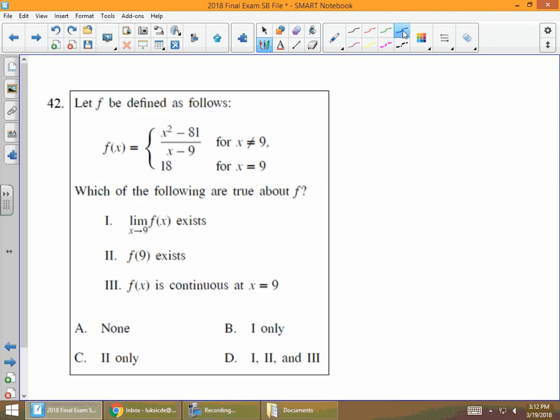I'm going to take this in pieces here. First, I'm going to go ahead and look at this. This means that f of 9 is 18. So f of 9 exists. True. The limit as x approaches 9 of f of x exists. Well, let's work with this. Let's find the limit, which we didn't do quite so directly last time.